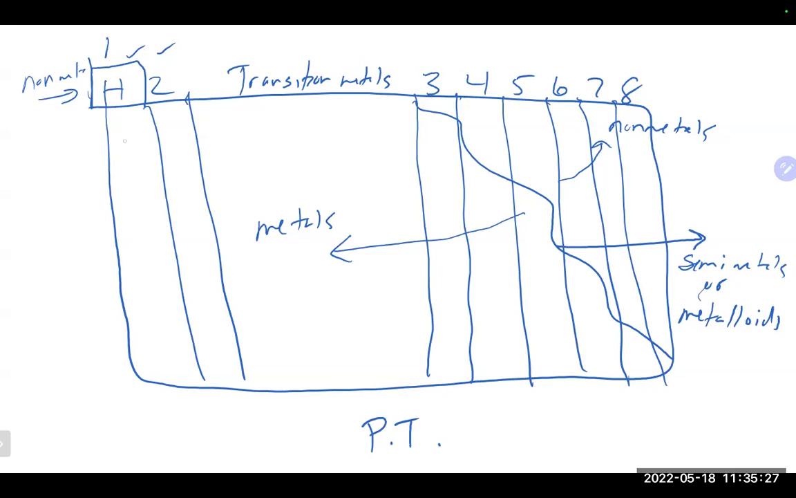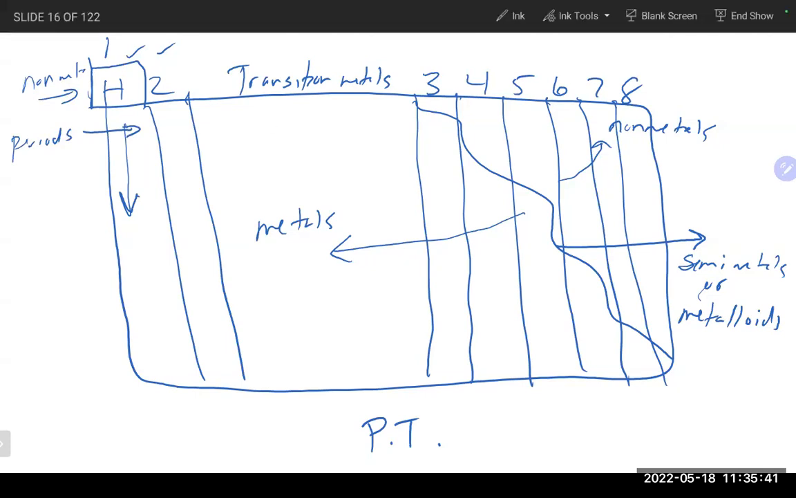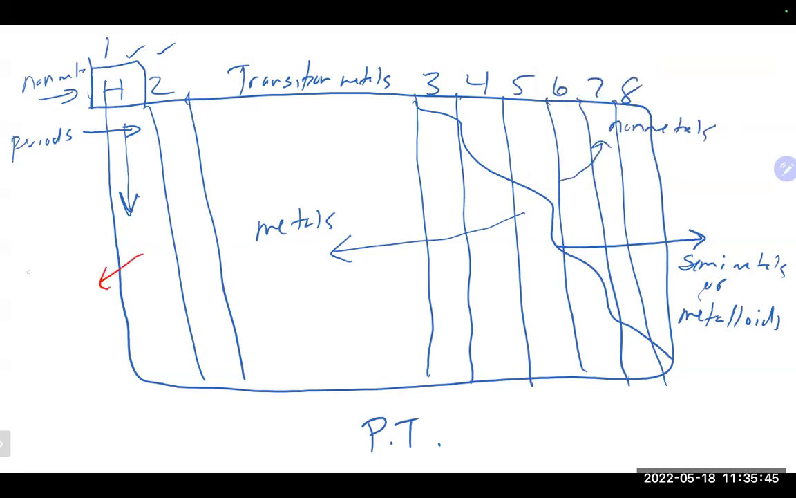Groups go up and down, right? And periods go left to right across the periodic table there. Certain groups here obviously have special names. So group 1 there is the alkali metals. Group 2 is the alkaline earth metals. Group 7 is our halogens.